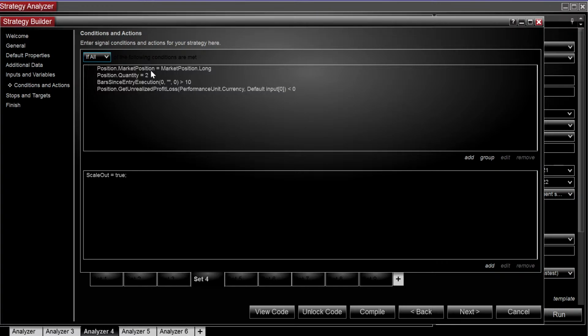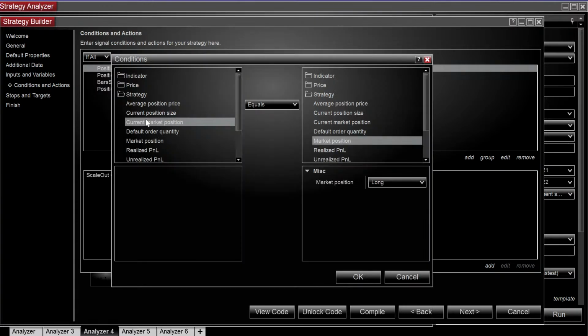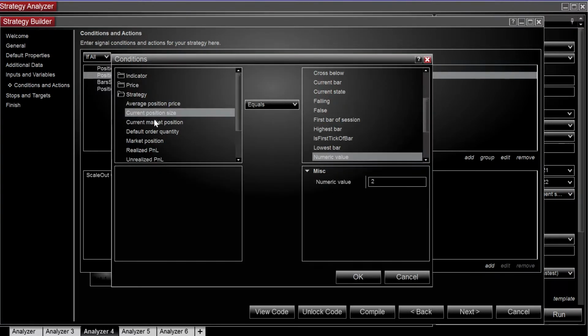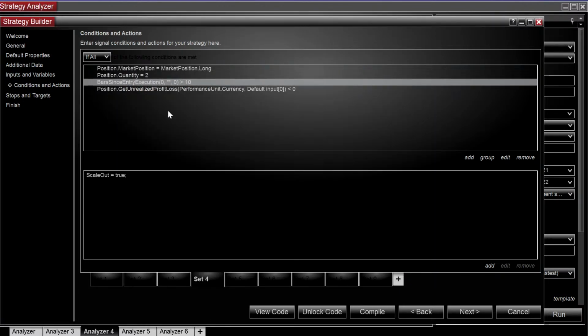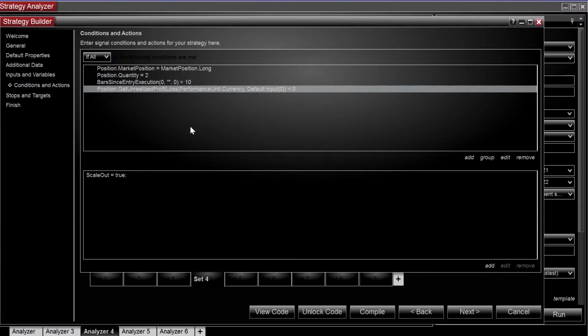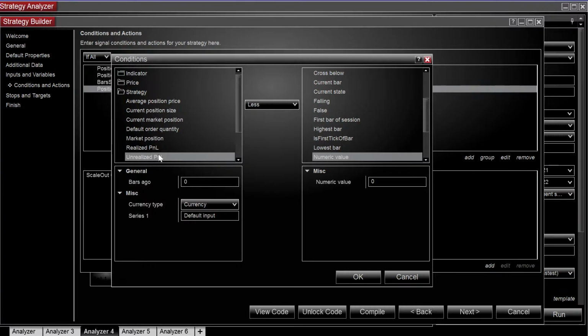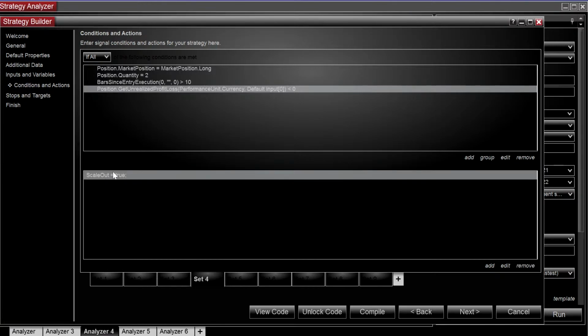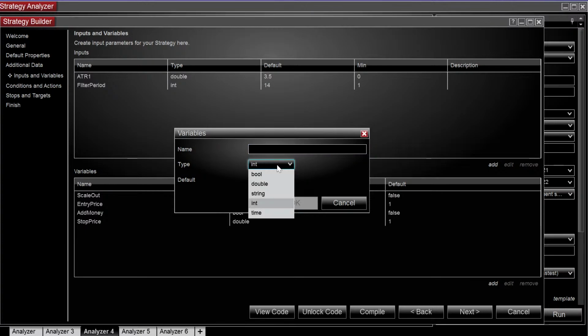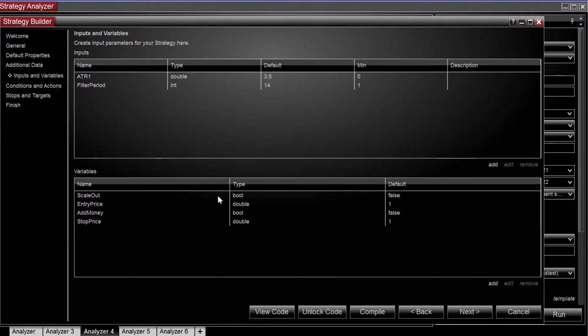In our fourth set, we have position, current market position equals long. Current position size equals 2. Bars since entry greater than 10. And unrealized P&L is less than 0. Scale out variable is true. To get this variable, we have to go over to variables, click add. You would type in scale out, set it to a Boolean, and by default it's going to be false. Then you get that scale out variable.